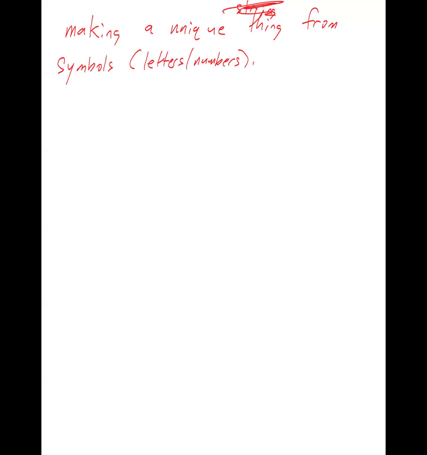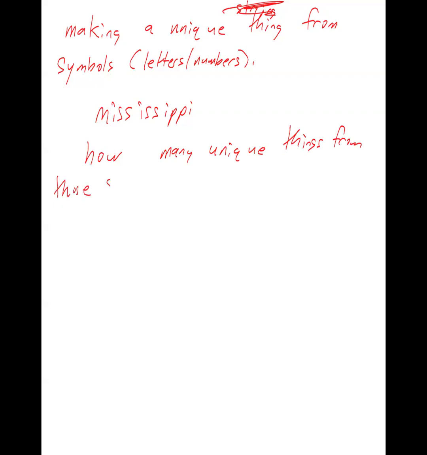So we're going to start with the word Mississippi. Did anybody ever have to learn to spell the word Mississippi when you were kids? It has double S's, double P's, and I's in between everything. So Mississippi, how many unique things can you make from those symbols? You have to use them all. That's assumed, you just have to use all the symbols.